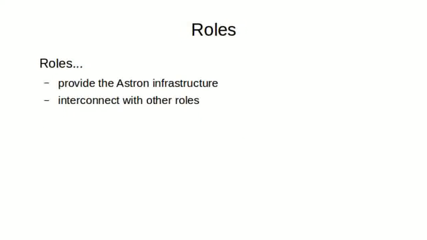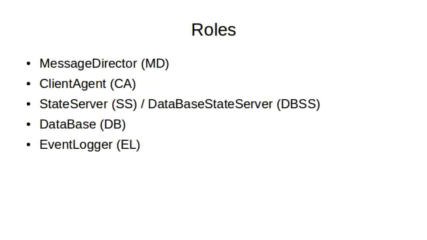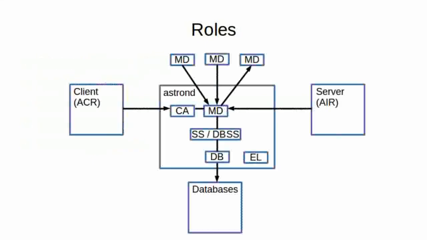Roles, as mentioned, are a network's functional parts, and to create the whole of the infrastructure, they communicate with other roles, sometimes in the same Astron process, sometimes with ones in other processes. There are 5 or 6 kinds of roles, depending on how you want to count, and they are the MessageDirector, the ClientAgent, the StateServer or DataBaseStateServer, the database, and the EventLogger. Here's a little diagram to show you what goes where.